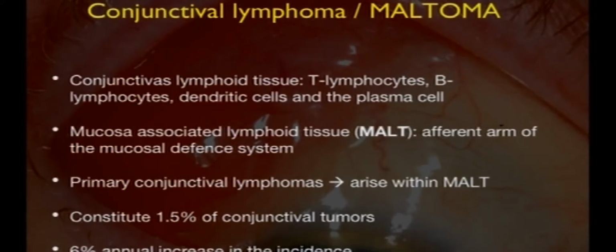So essentially, like every tissue, the conjunctiva also has its own lymphoid tissue in the form of T cells, B cells, plasma cells, and the dendritic cells. And this organized structure of the lymphatic system within the conjunctiva is what is called the mucosa-associated lymphoid tissue, or the MALT. And this serves as the afferent arm of your mucosal defense system over the ocular surface.